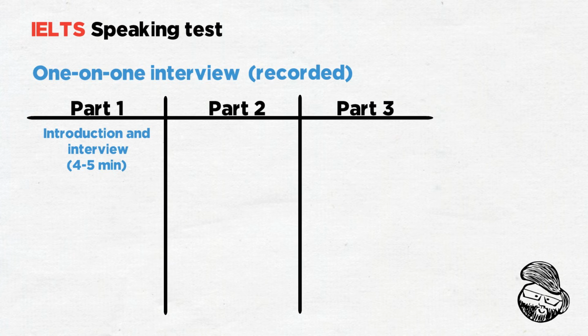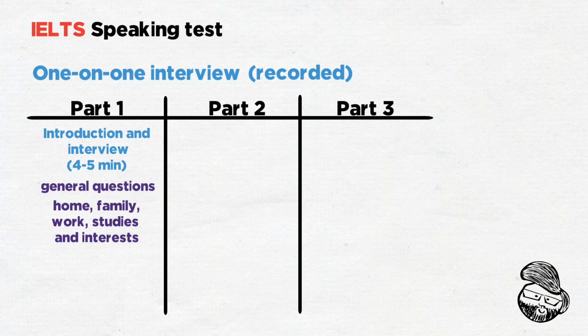The examiner will ask you general questions on familiar topics like home, family, work, studies, interests. The second part of the speaking test is a little different. The examiner will give you a task card which asks you to talk about a particular topic and which includes points that you have to cover in your talk.